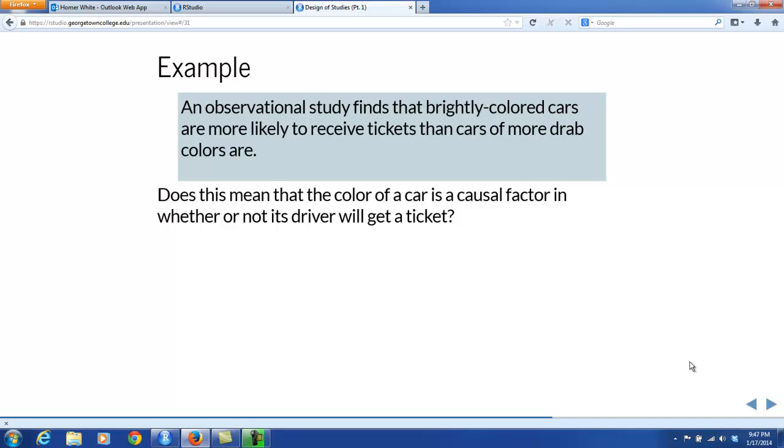Let's see an example of how this comes out. Say you have an observational study that finds that brightly colored cars are more likely to receive tickets than cars of more drab colors are. Can we infer that the color of a car is a causal factor in whether or not its driver is going to get a ticket?